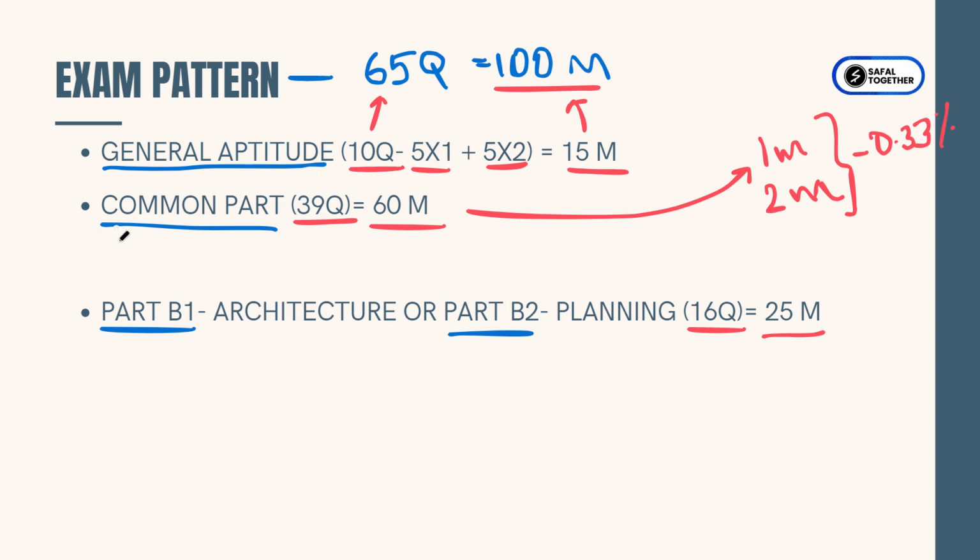Your common part also has architecture and planning questions, but at the most basic level. So you'll have construction management, basics of transportation planning, etc. But your part B1 or B2 would have more advanced questions of the same thing. You'll be looking at deeper planning or advanced planning questions in part B2, and advanced architecture and history of architecture questions in part B1. So my advice would be to prepare for both, and whichever looks easier for you on the day of the exam, attempt that.